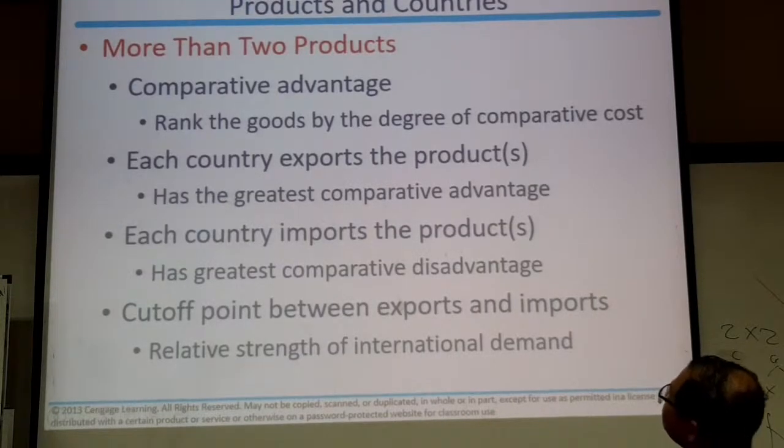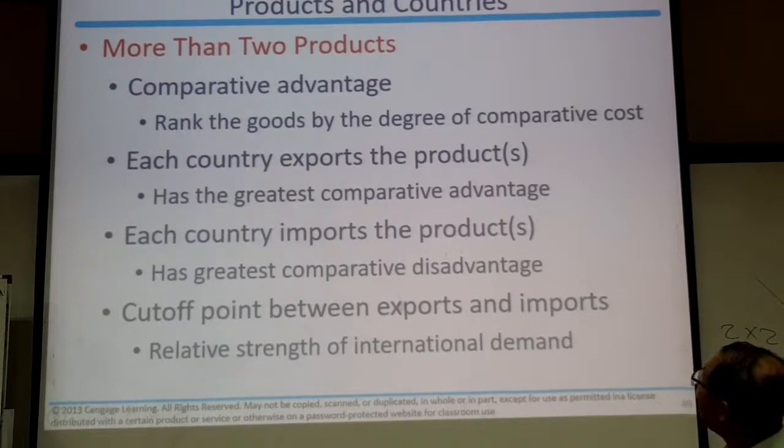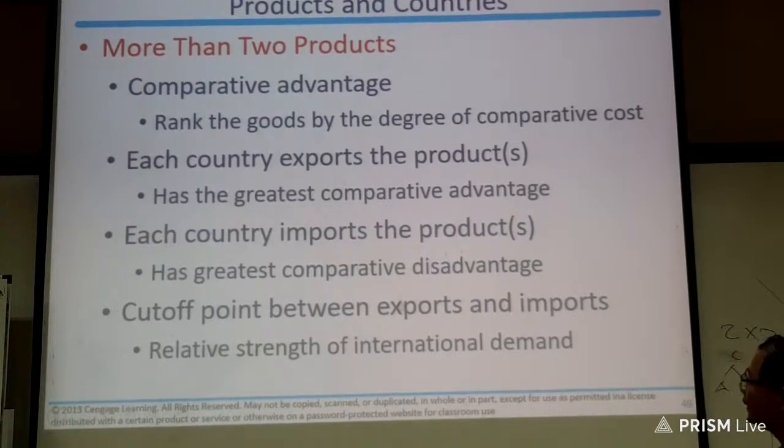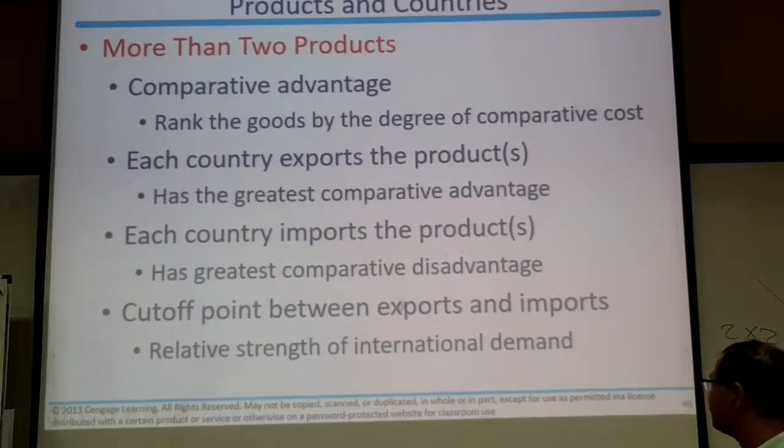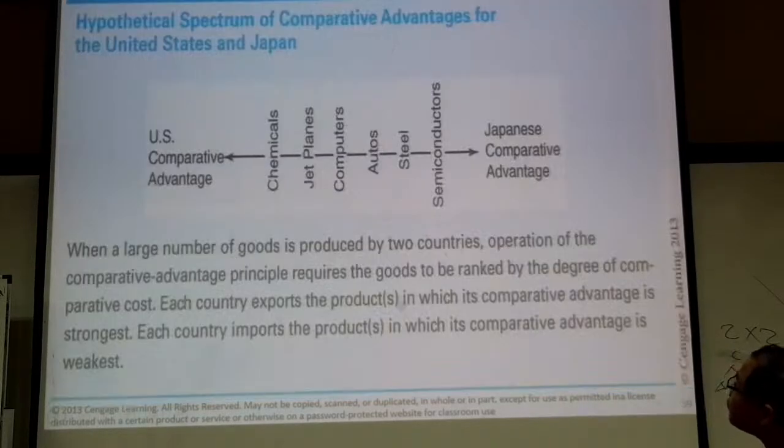More than 2 products. Comparative advantage extended to many products and countries. Comparative advantage ranks the goods by the degree of comparative cost. Each country exports the products that have the greatest comparative advantage. Each country imports the products that have the greatest comparative disadvantage. The cut-off point between exports and imports is the relative strength of the international demand.